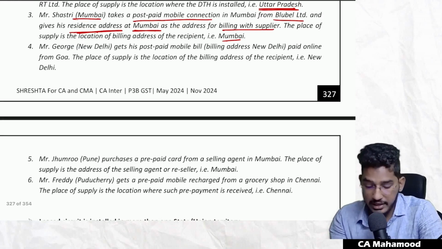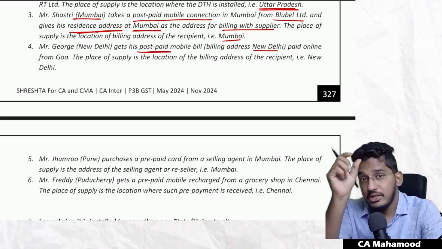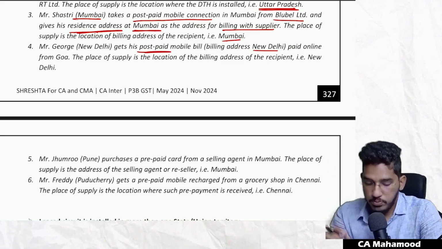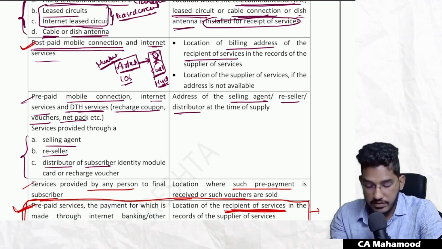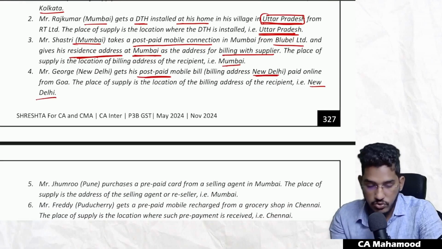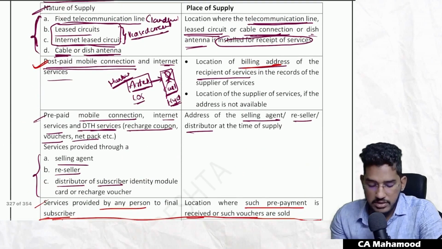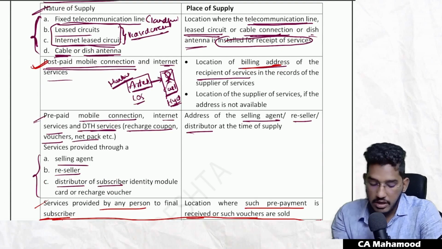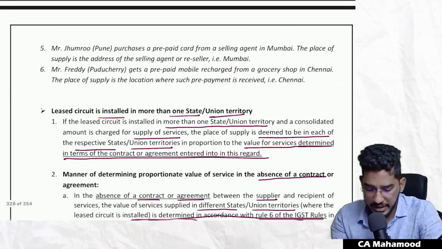Mr. George, New Delhi, gets his post-paid mobile bill. The billing address is New Delhi, which is paid online from Goa. The place of supply? See, we are talking about post-paid services. Online payment we have understood only about prepaid. So when it comes to post-paid services, we have to always follow the second point only. When it comes to post-paid mobile connection, the place of supply will be the location of billing address. So what is the location of billing address? New Delhi. So the place of supply will be New Delhi. When it comes to online payment, in this point they are only talking about prepaid services. Post-paid services, whether online payment, cash payment, whatever it is, post-paid connections will always be covered under this second point, location of billing address.